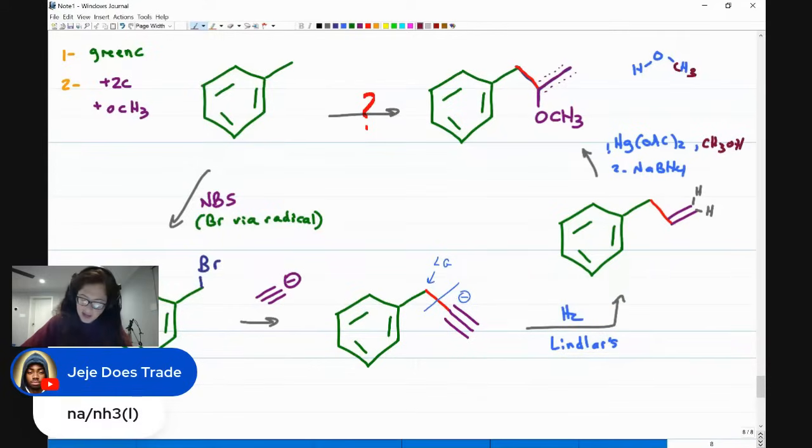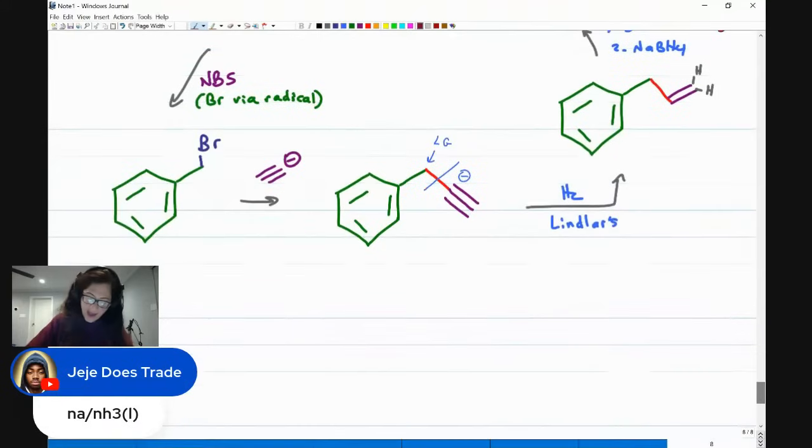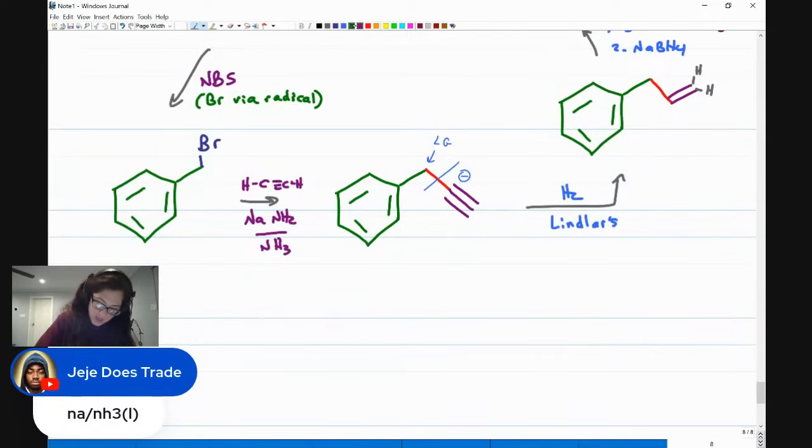Na and NH3, yes. So if I had to show how to make this, what I can show is an acetylene in the presence of sodium. No, wait, sorry, I'm mixing it up. You were asking about that one. This one I could have shown Na in NH2 in NH3. This one right here, if I did dissolving metal reduction, then I can use sodium in liquid ammonia.